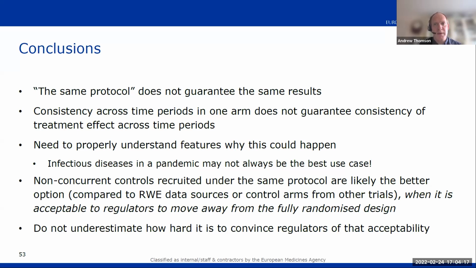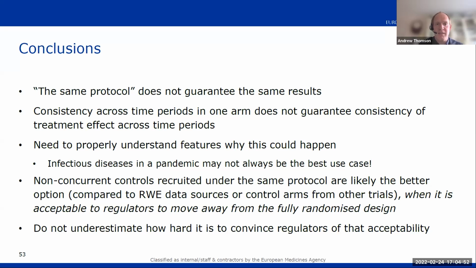So in conclusion, just because one is operating a trial under the same protocol, that does not guarantee that you get the same results out of it. Indeed, you can see very different results that are perhaps difficult to interpret. If you see consistency across time periods in one arm, such as we saw in the molnupiravir arm, that does not guarantee any consistency of treatment effect across time periods, or treatment differences. We did not see that here. And we need to properly understand why this could happen. And ultimately, of course, infectious diseases in a pandemic may not always be the best use case.